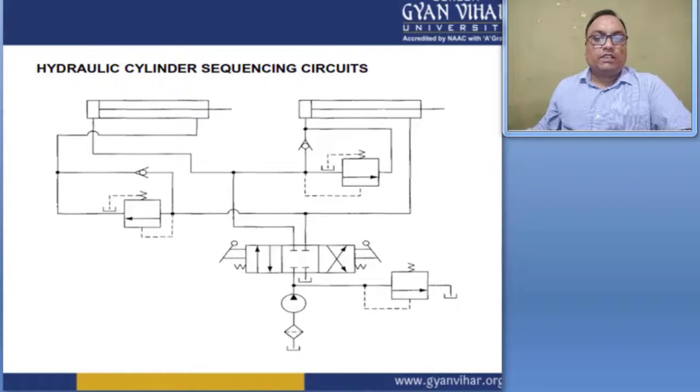This figure shows the sequential operation of this circuit. Here two actuators are connected to a single direction control valve. This is the direction control valve. So here there is only one direction control valve, and two actuators are present.